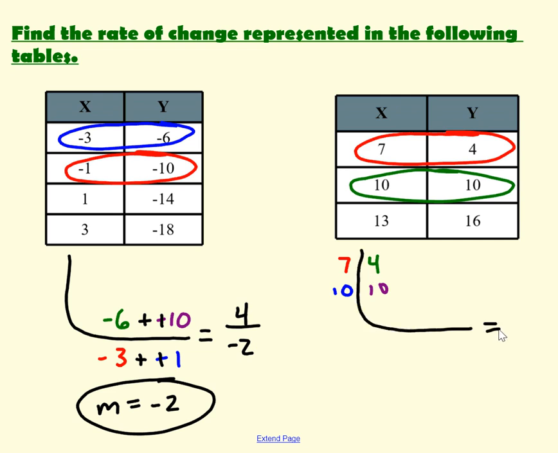10, 4, 10, 7. Put a minus sign between them. 4 minus 10 is going to be negative 6. 7 minus 10 is going to be negative 3. Negative 6 divided by negative 3 is positive 2.